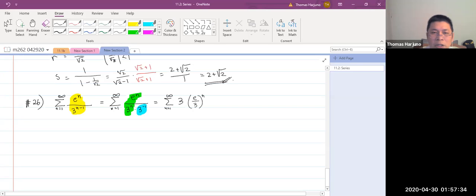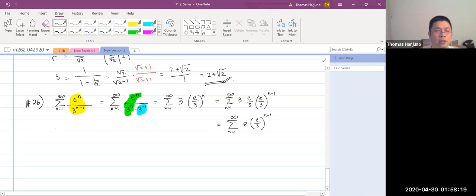But this is not what I need yet. Why? Because the exponent is supposed to be n minus 1. Notice that in our general geometric sequence, the exponent has to be n minus 1. Then modify that further. This is 3 times e over 3 to the power of n minus 1. Which will be the sum from 1 to infinity of e times e over 3 to the power of n minus 1.